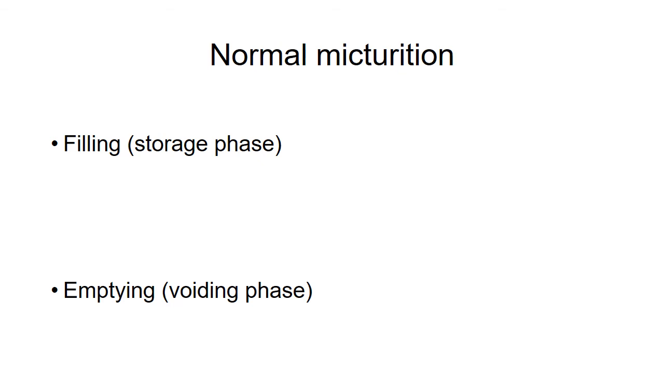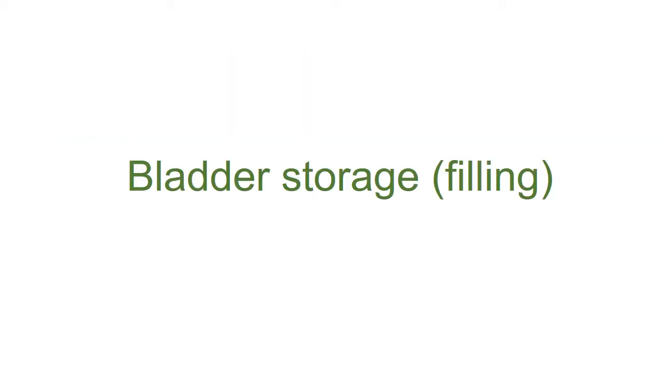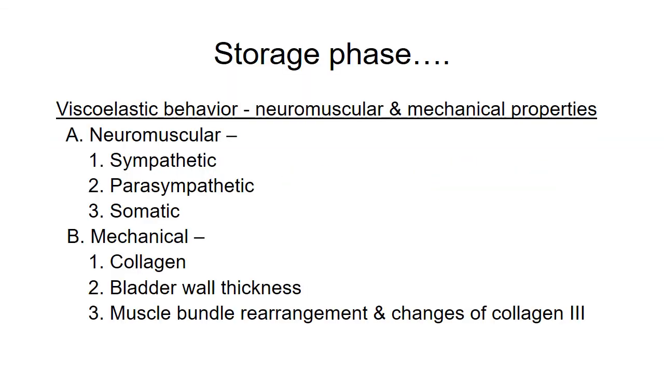Now moving to normal micturition. We all know that normal micturition has two phases, a filling or storage phase and an emptying or voiding phase. First we can look into the filling phase. We all know that the bladder gets filled with urine from the kidneys, which is passed through the ureters. For smooth filling of the bladder, the detrusor must relax and the sphincter must contract.